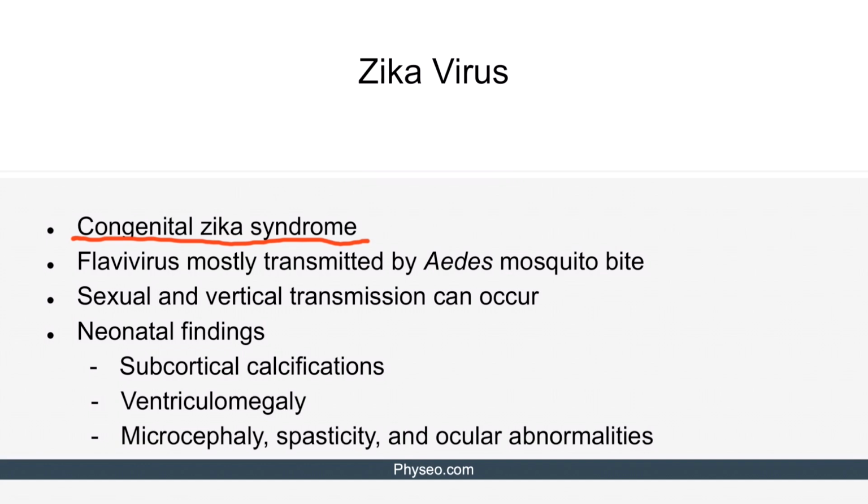Okay, let's move on to congenital Zika syndrome. Zika virus is a flavivirus mostly transmitted by the Aedes mosquito bite. Sexual and vertical transmission can also occur. One of the most specific neonatal findings is subcortical calcifications. Please, again, pay attention to the fact that these are subcortical rather than periventricular or diffuse calcifications, in contrast to CMV and toxoplasmosis. Other findings include ventriculomegaly, microcephaly, spasticity, and ocular abnormalities.